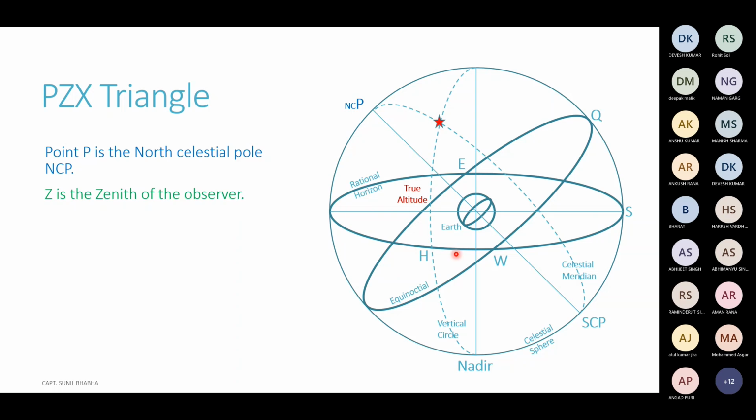We have seen this is the rational horizon. This is the position of the observer, and a line drawn from the center of Earth passing through the observer's position meeting the celestial sphere meets at what we call the zenith of the observer. So this point is the zenith, and let us mark it as Z. We have the zenith point plotted on the diagram now.